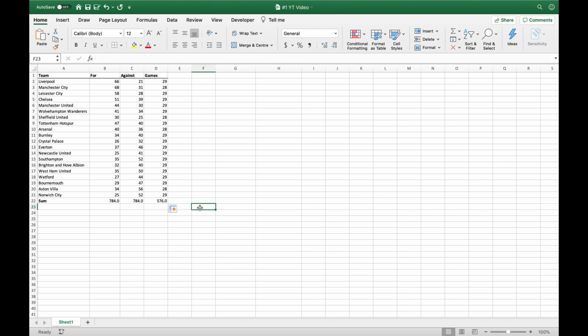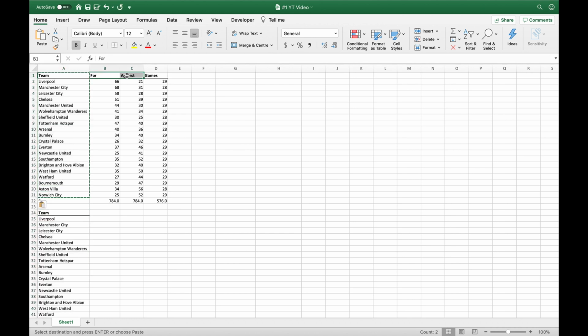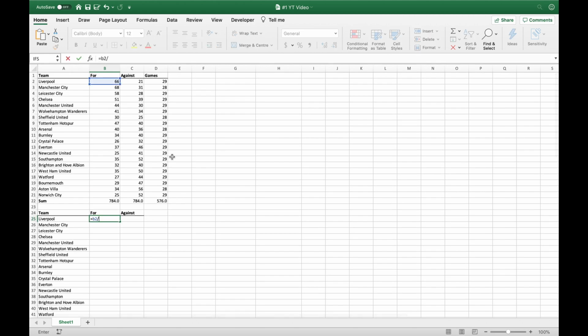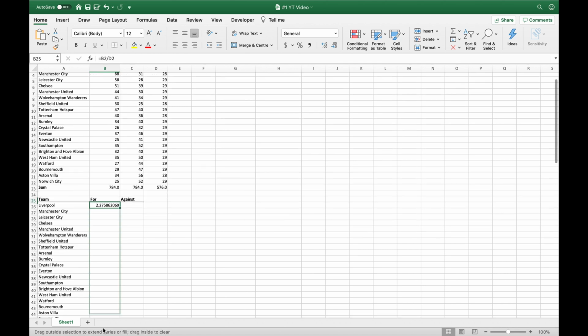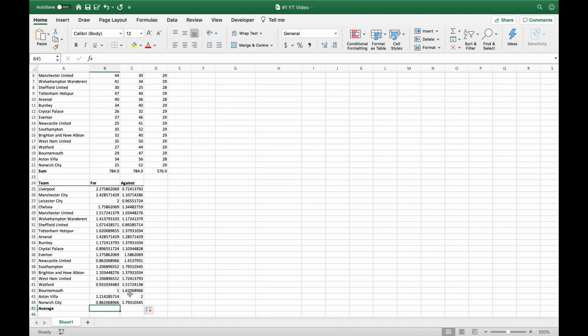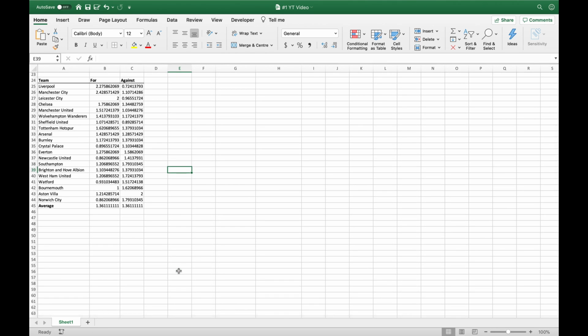Step 3. Take the average for the ranges, for and against. Step 4. Now we must calculate the attack and defense rating for each individual team. We can do this by dividing a team's average for or against by the league average for that metric.